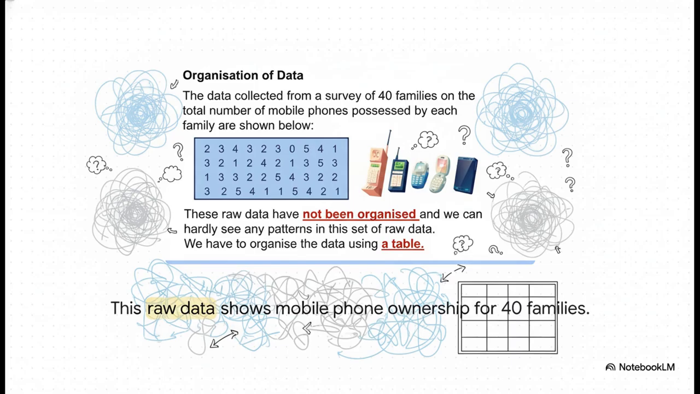Okay, so take a look at this. We've got the results from a survey of 40 families asking how many mobile phones they have. It's just a wall of numbers. Right now, could you tell me what the most common number of phones is? Or how many families have, say, 5 phones? It's tough. You'd have to count them one by one.